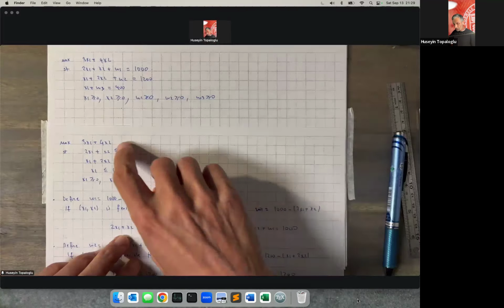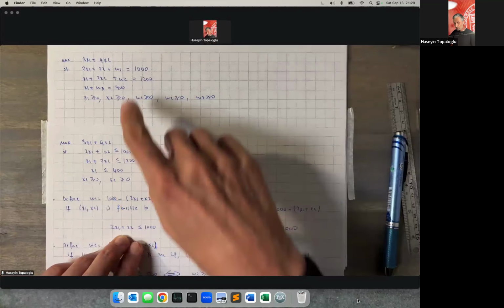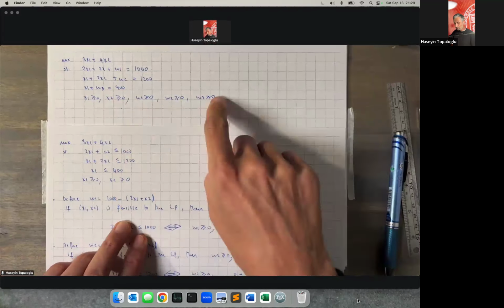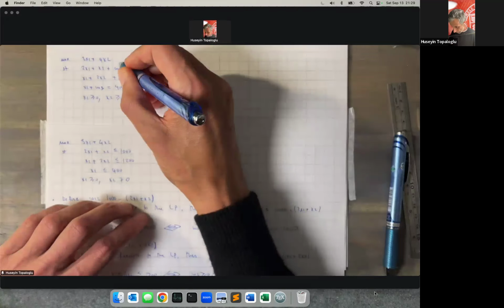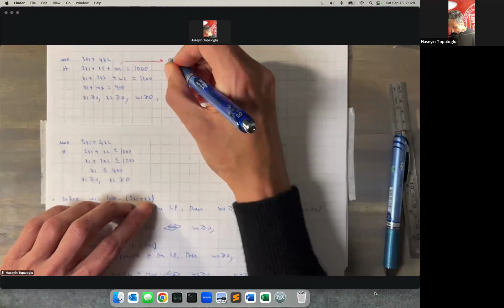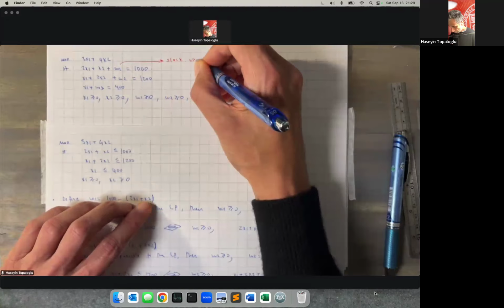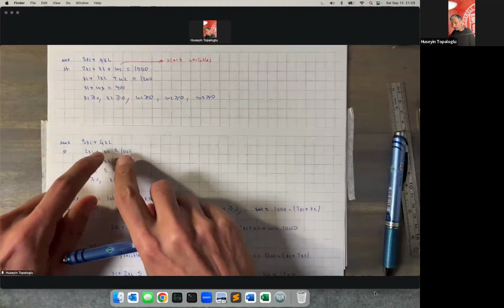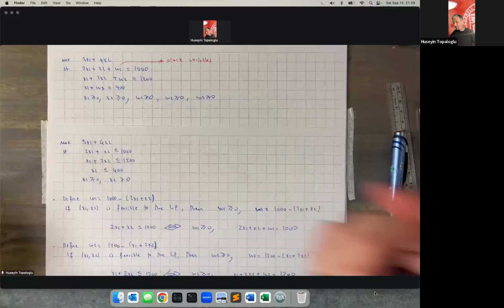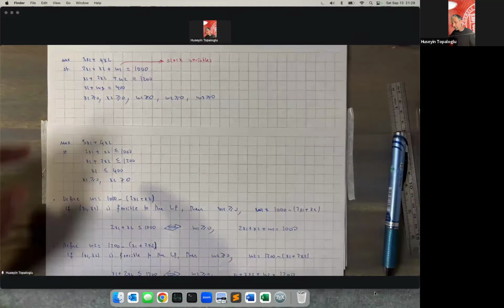Okay, so now we had these three inequality constraints. We expressed them as equality constraints plus these additional decision variables with non-negative constraints on them. These decision variables, these W's, have a name. They're called slack variables. They take up the slack in between the left and the right-hand side of each one of these constraints. That's why they're called slack variables.